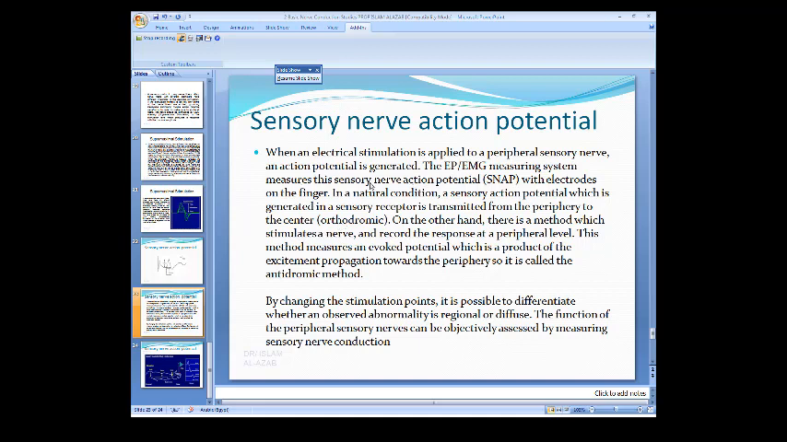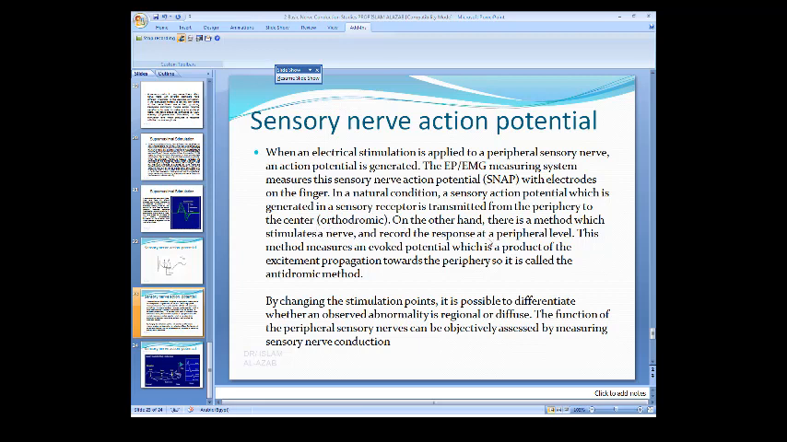Sensory nerve action potential. When an electrical stimulation is applied to a peripheral sensory nerve, an action potential is generated. The EMG measuring system measures this sensory nerve action potential, or SNAP, with electrodes on the finger. In a natural condition, a sensory action potential which is generated in a sensory receptor is transmitted from the periphery to the center, in other words, in the orthodromic direction.